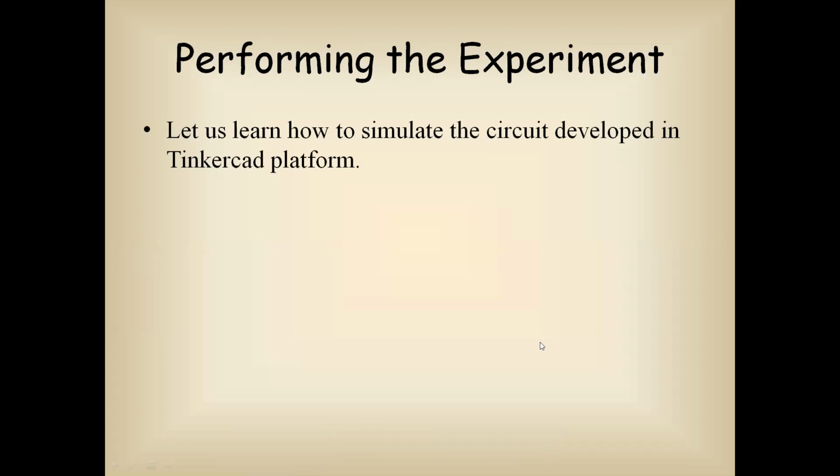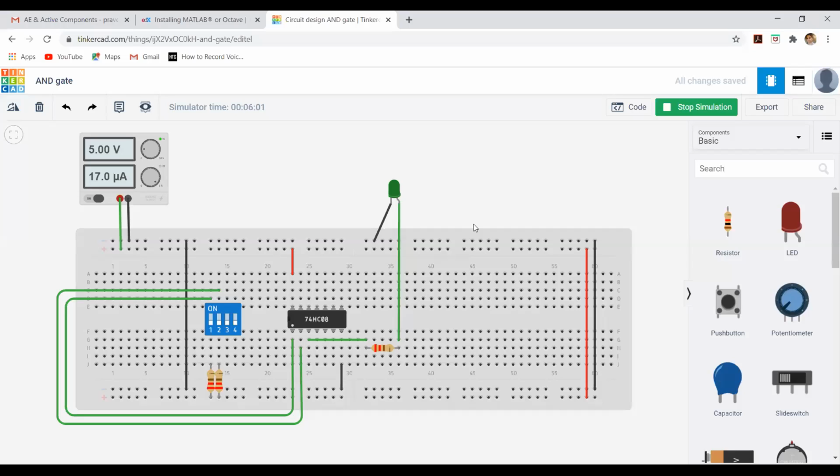Now let us learn how to simulate the circuit. We have already developed the circuit in Tinkercad. Let us see how to simulate that circuit. Now you can observe the circuit here. Once this setup is shown to you, what you have to do is apply your inputs and observe the output on the LED. There is a start simulation button here. Click on that. Now the voltage is being applied to the circuit. Then through these switches, apply the input to the IC.